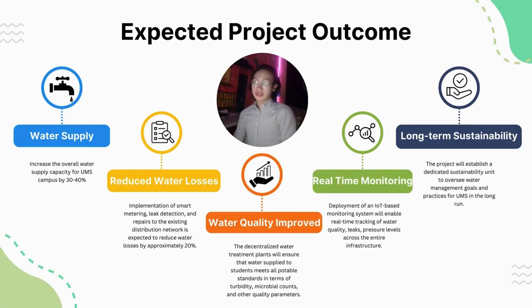So upon successfully finishing this project, the expected project outcome will be the water supply will be increased. And then the second one is to reduce the water losses due to the implementation of water metering, detection, or the IoT we were just discussing. And the third one, the water quality will be improved due to decentralized water treatment plants. And then the fourth one, real-time monitoring, that is the implementation of IoT-based monitoring system.